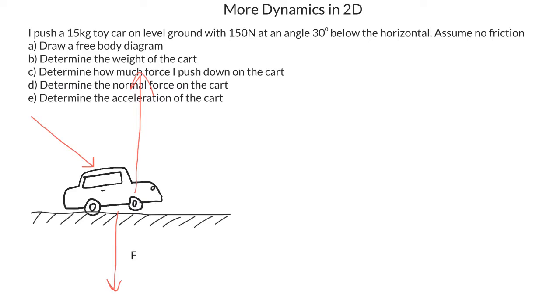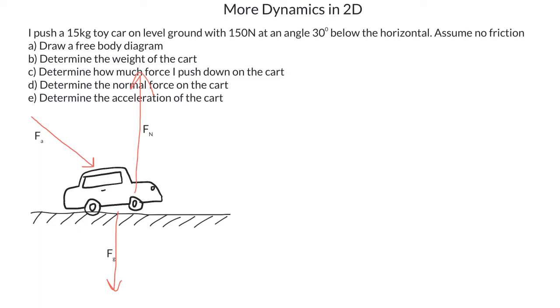Alright, so I'm going to label these now. We know that, first of all, this one is the force of gravity, Fg. We're going to call this one Fn. That's the normal force. And then the force that I am pushing, I'm going to call that Fa. And the A stands for applied. I am applying a force. Alright, so that would really be A for the question. Draw a free body diagram.